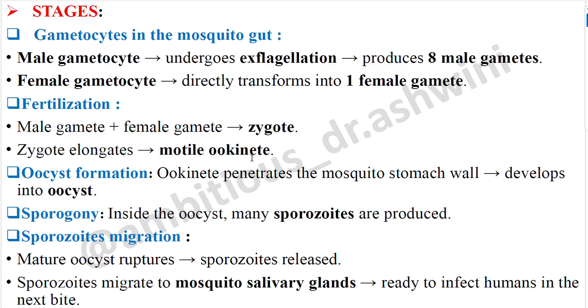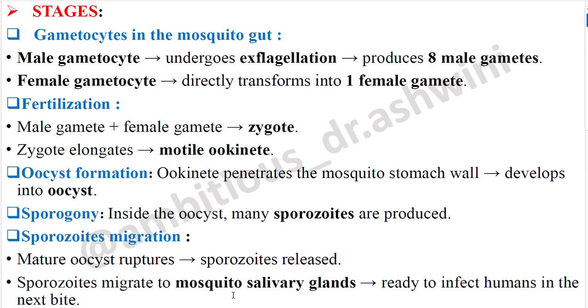Oocyst formation. The ookinete penetrates the mosquito's stomach wall and develops into oocysts. Sporogony: inside the oocysts, many sporozoites are produced. Sporozoite migration: the mature oocyst ruptures and sporozoites are released. Then sporozoites migrate to the mosquito salivary glands, ready to infect humans in the next bite.